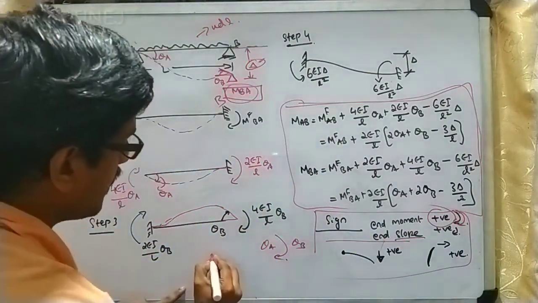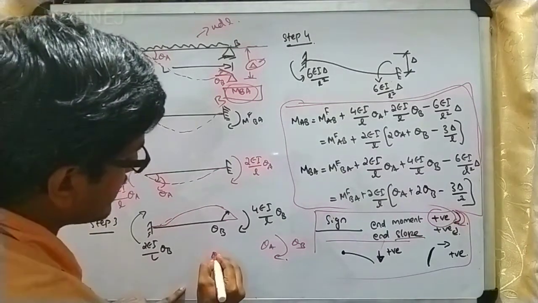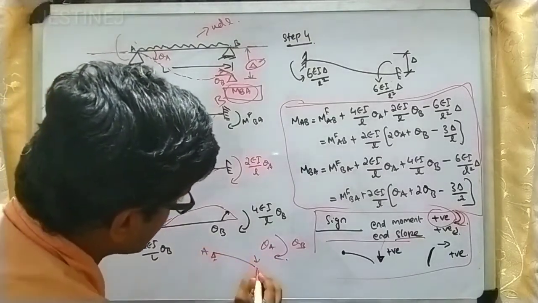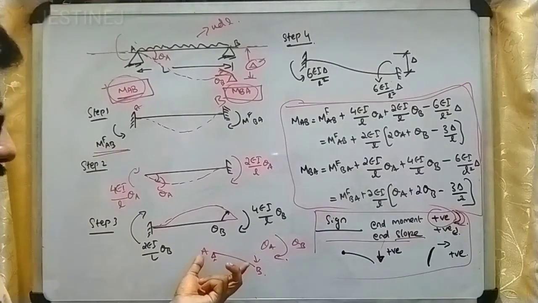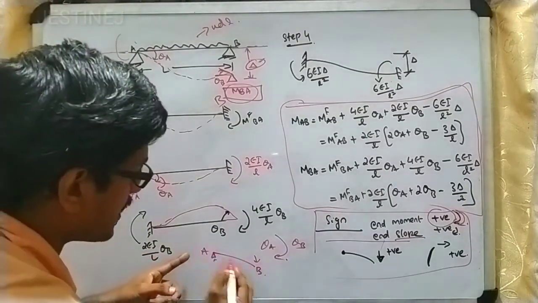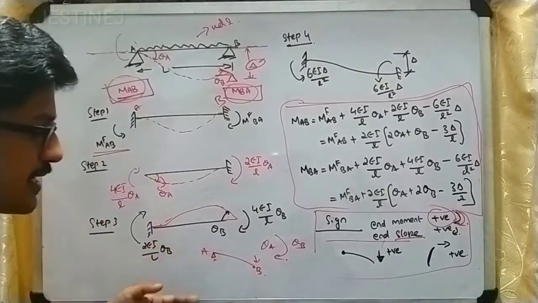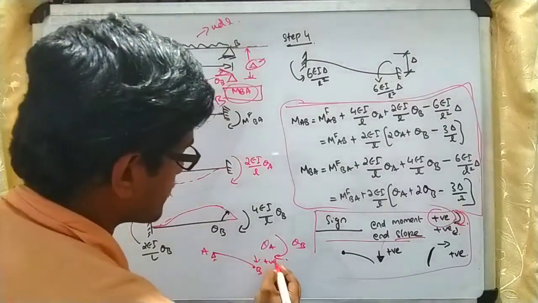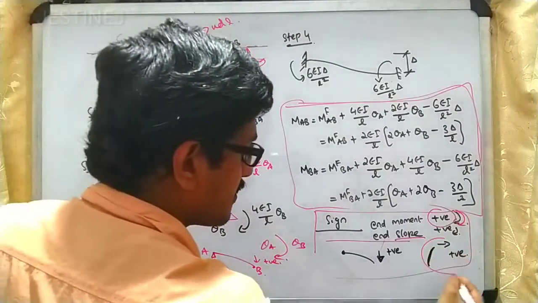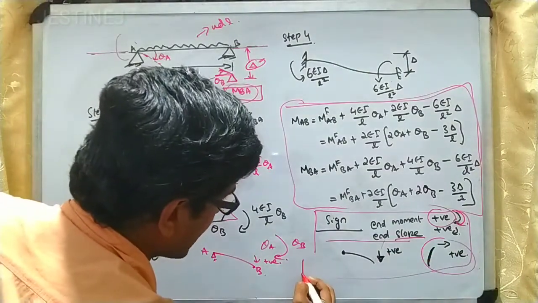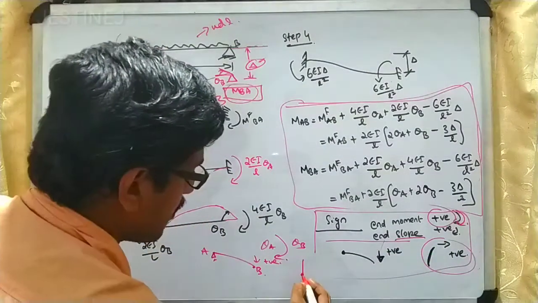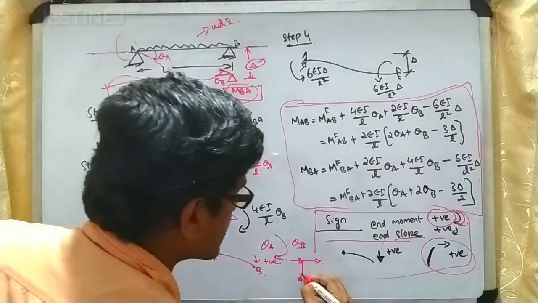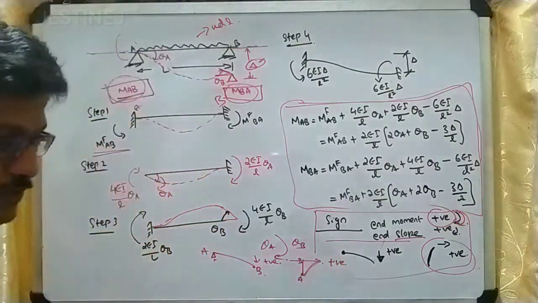Settlement, how will we identify it? If this is a support and it is going to settle in this way, let this be point A and this be point B. When you compare point B with respect to A, if the A portion is in the upper position compared with B, then it is also taken as positive. And one more condition, in the case of frames, if this point is A and this is B, and it is deflected in this direction, then also it will be taken as positive.